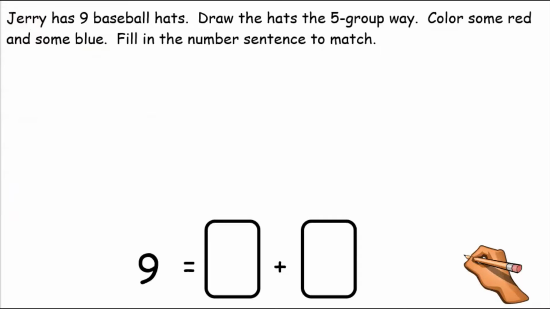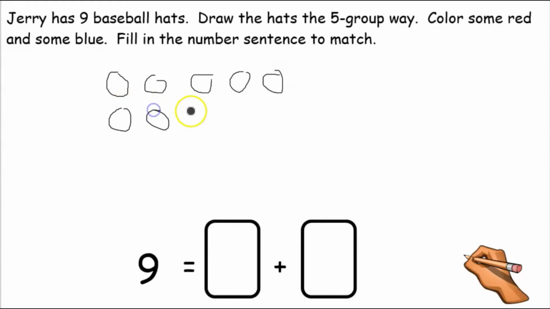So I have 9 hats. I'm starting with how many I started with. Jerry had 9 baseball hats. 1, 2, 3, 4, 5, 6, 7, 8, 9. Remember, a 5-group way means you are going to start with 5 and then go to the next line. And again, your next line might not complete that 5, and that's okay. A 5-group means there should only be 5 objects in a line.